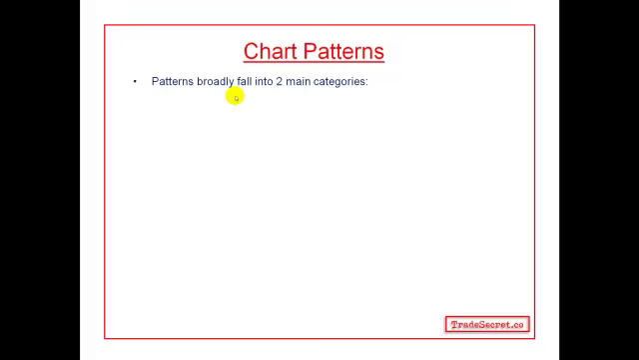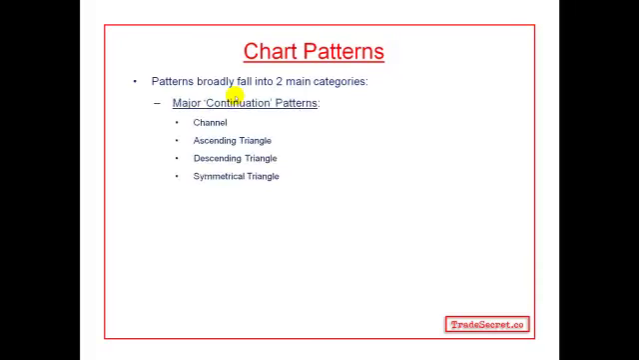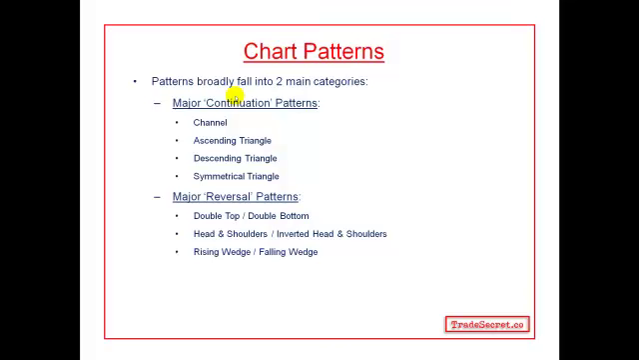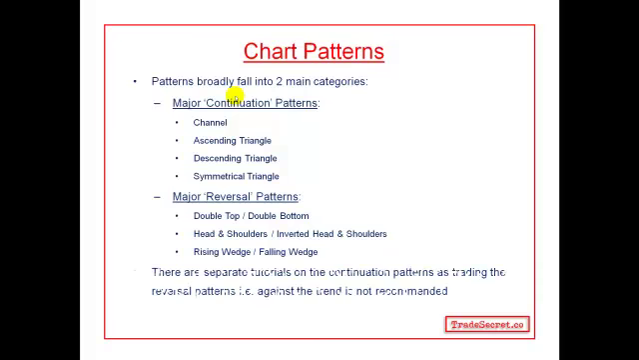So patterns broadly fall into two main categories. We've got the continuation patterns, and the major groups are channels, ascending triangle, descending triangle and symmetrical triangle, and then we've got the reversal patterns, and these would include the double top or double bottom, head and shoulders, inverted head and shoulders, and the rising and falling wedge.